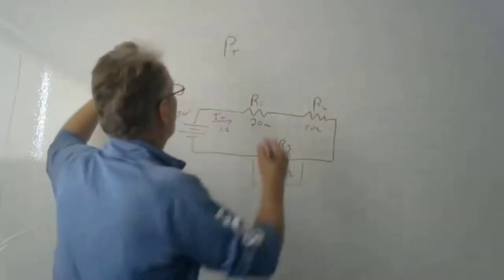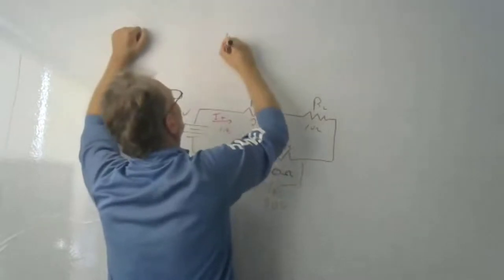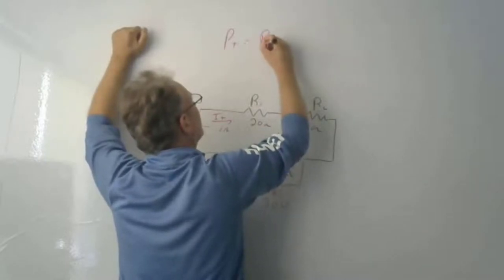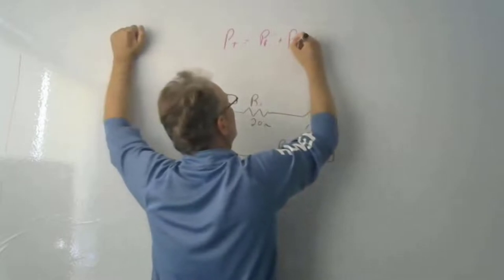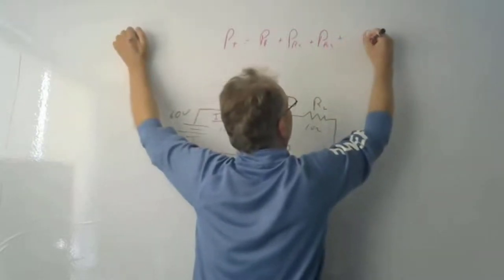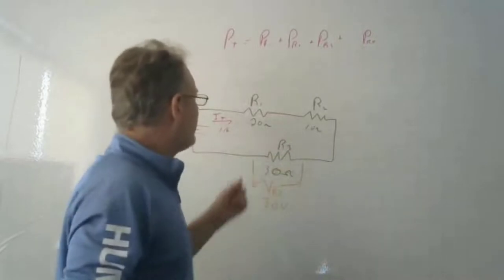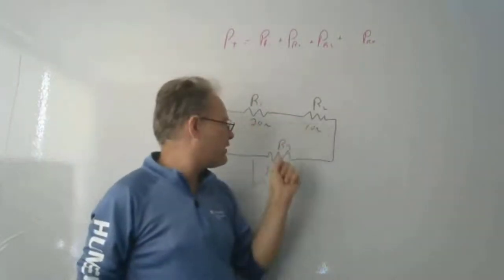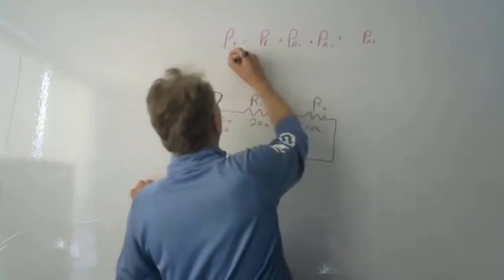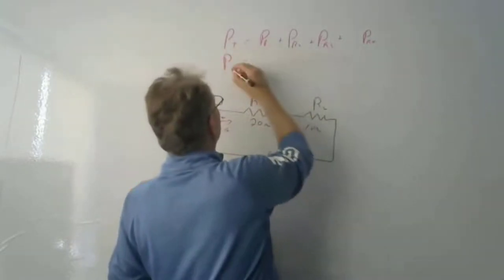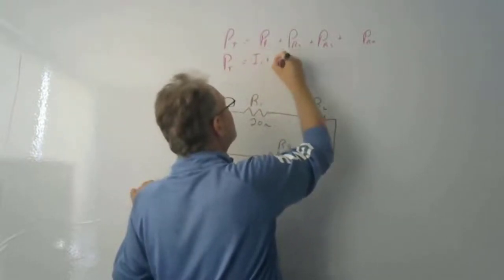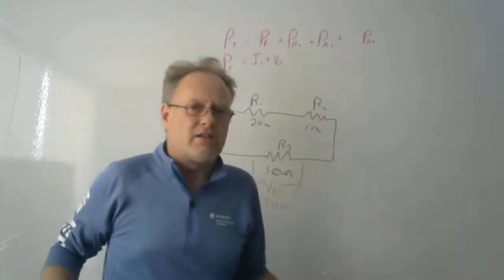I'm going to write a formula for power on the board. PT equals PR1 plus PR2 plus PR3 plus dot dot dot PRN. So if I were to find the power here and here and here, I could find the total power in the circuit. And we know from last week that total power PT is equal to IT times VS, because power is current times voltage.